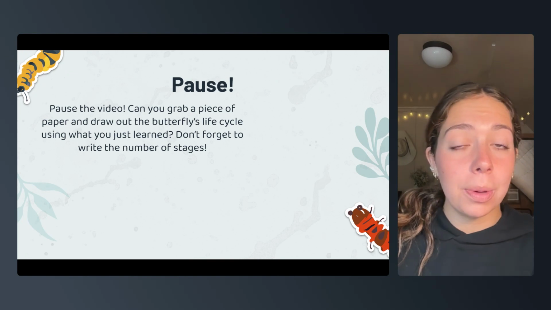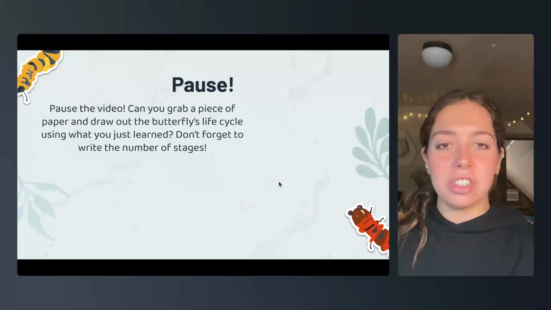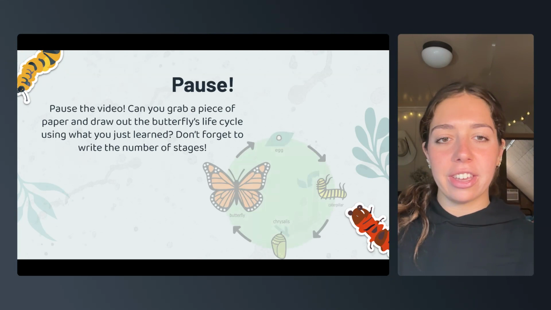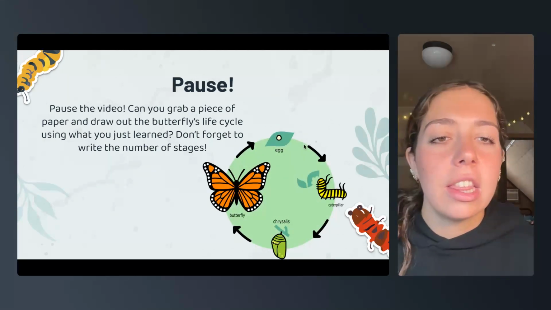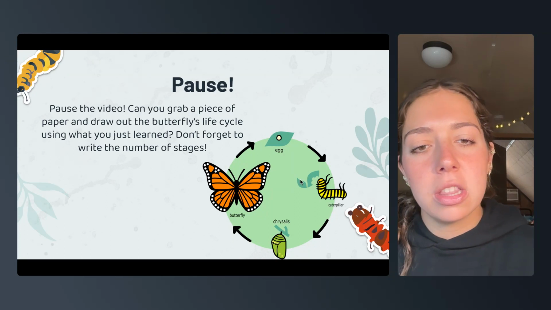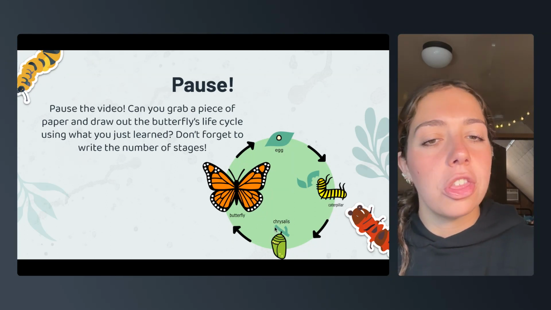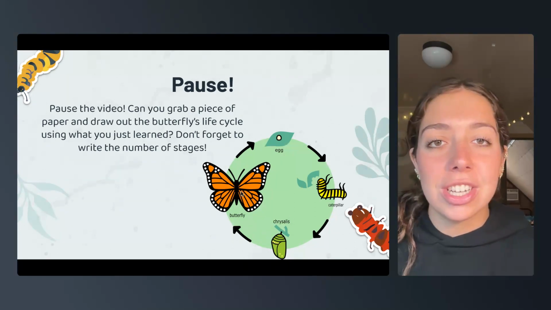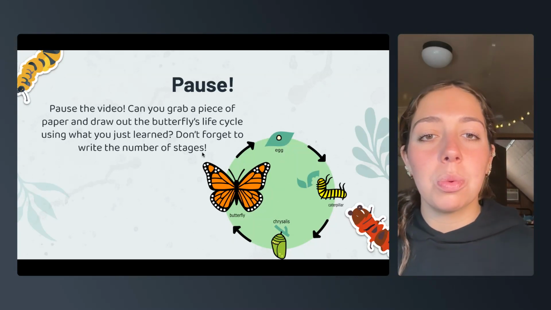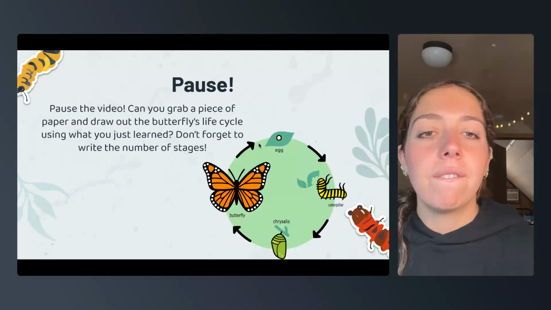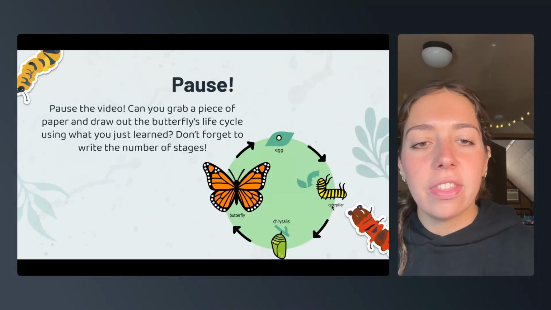Okay, I hope you paused the video. I'm going to show you what your life cycle should look like. So if you remember, we have our first stage, the egg. Then we have our second stage, the caterpillar. Then the chrysalis, the third stage, and then our fourth stage is the butterfly, and then it repeats. So important thing about the life cycle is you want to make sure that your arrows are facing the right direction and that they make a circle.